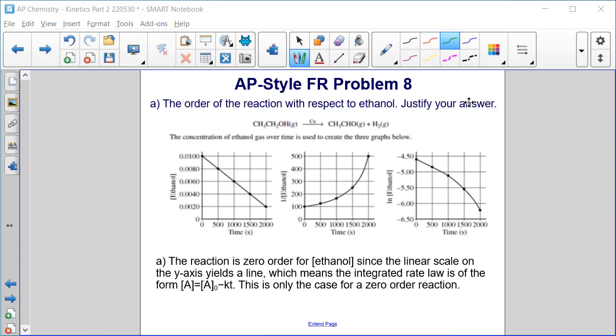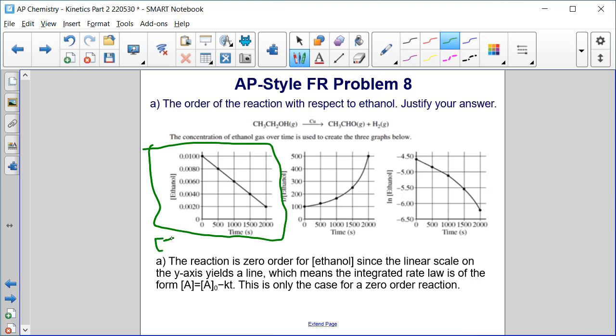All right, so in part A, we're asked to find the order of reaction with respect to ethanol and justify our answer. And so what that does is just mean looking at the graph and figuring out which relationship is linear. That's how we can find the order. So this is the graph that has a linear relationship, and it's concentration of ethanol versus time, okay?